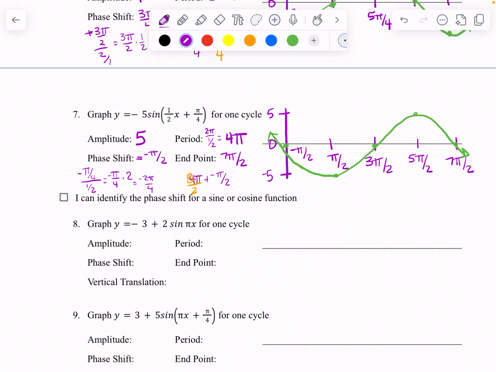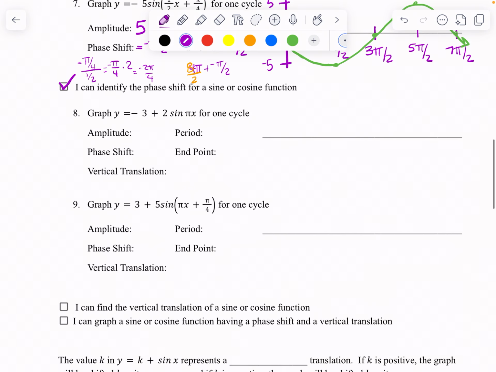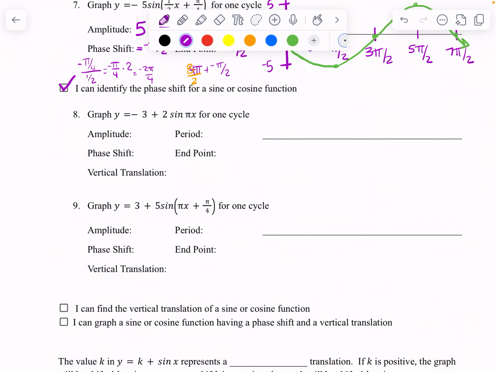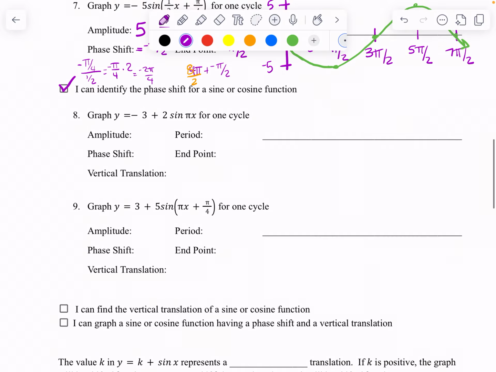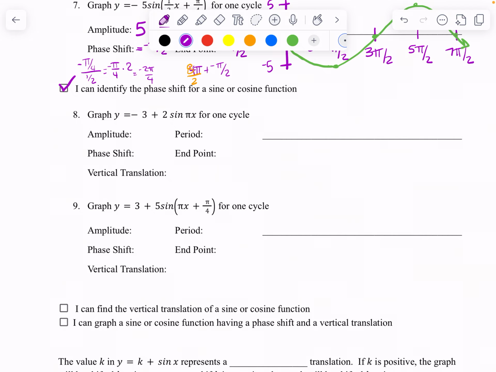So, can you identify the phase shift for a sine or a cosine function? I sure hope so. All right, now what happens when we add these numbers out front? So this one says negative 3 plus 2 sine of pi x for 1 cycle. This is going to move my graph up and down. So these are my vertical translations. So I'm moving my graph up and down instead of horizontally now. We could be doing both. If I had something in the parenthesis, I would have a phase shift. So for this one, I don't have a phase shift. So my period and my endpoint are going to be the same.